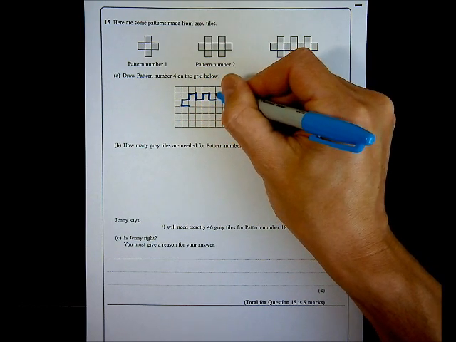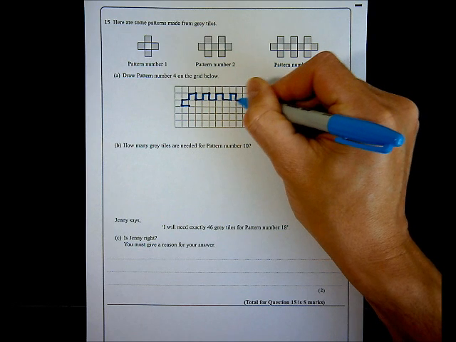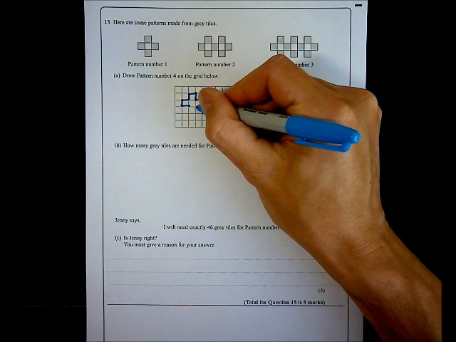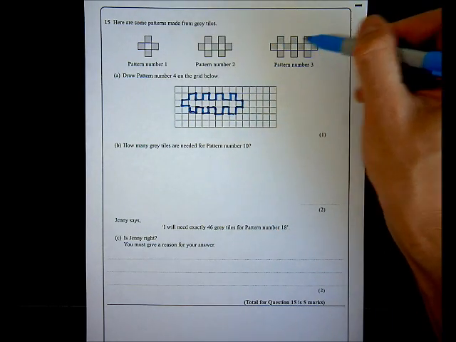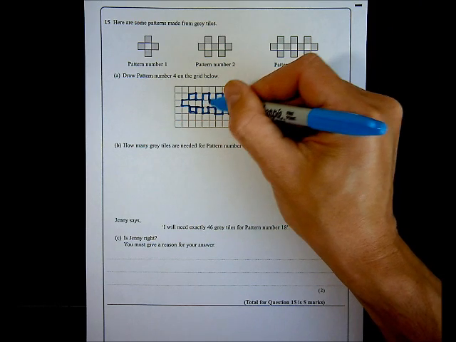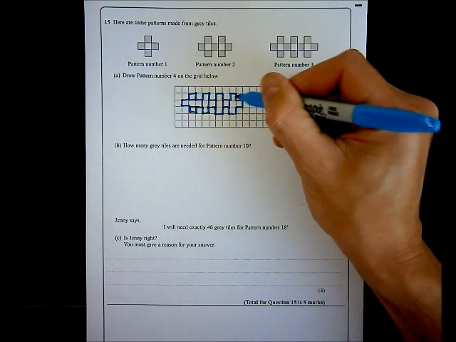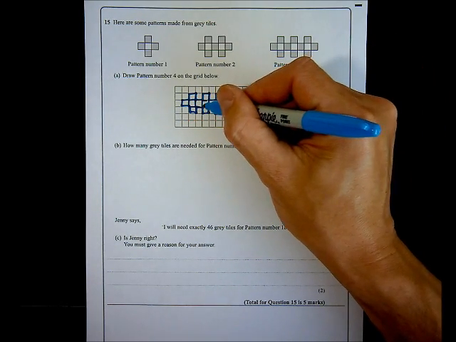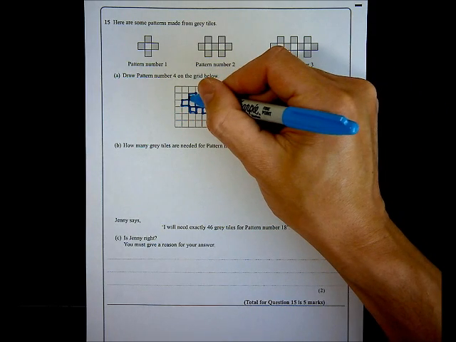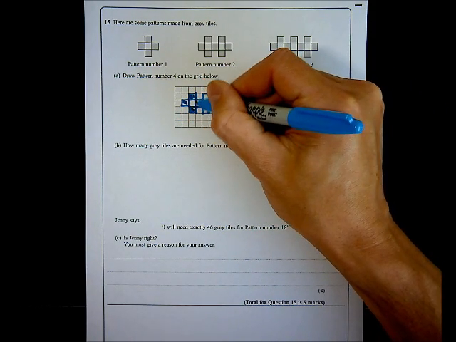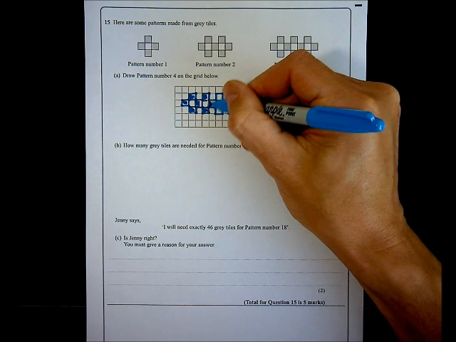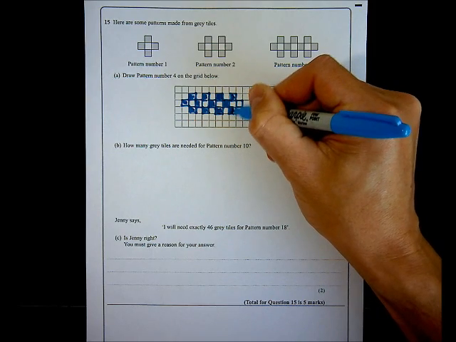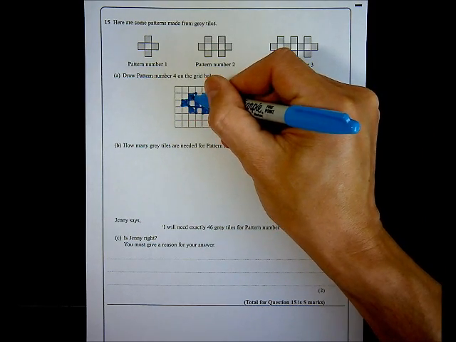So along the top and along the bottom, I should have 4 grey tiles. So I'm going to try and add those on now. And I'm going to colour in the grey tiles. So this should be what my diagram looks like. Obviously, you can make yours a little bit neater with a ruler.